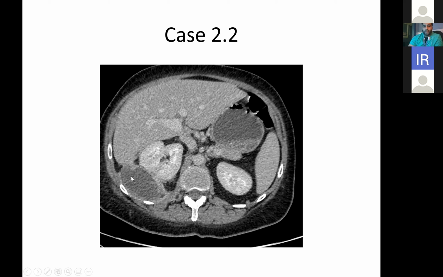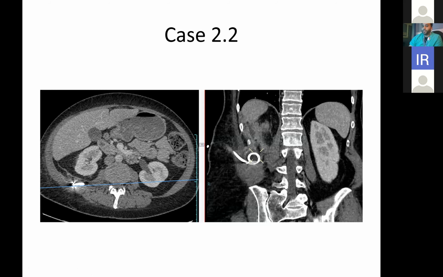So yeah, as you can see here, there's a collection here just next to the right kidney. And this would easily be accessed through ultrasound. And certainly this patient did have an ultrasound guided drain that was inserted. And the CT follow-up has shown that there's a significant reduction in this collection with the pigtail drain nicely centered within the collection itself. The patient was subsequently, after antibiotic therapy, felt much better and was subsequently discharged home.